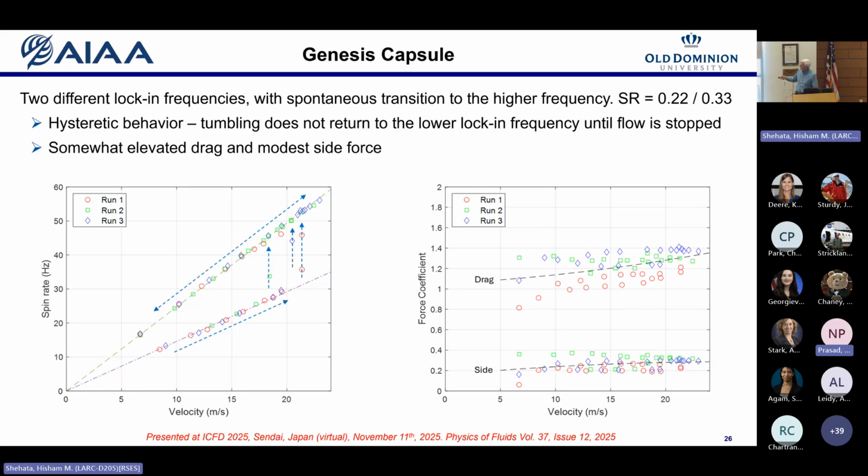It jumps up here, you can then go faster and slower and all day long go up and down that higher line. It'll never spontaneously come back down again. You have to basically stop everything, restart, and then it comes up this lower line. Again, I'd not seen that reported in the literature before. If you do drag and side force coefficients as before, obviously scattered because we've got two different behaviors here, but similar orders of magnitude.